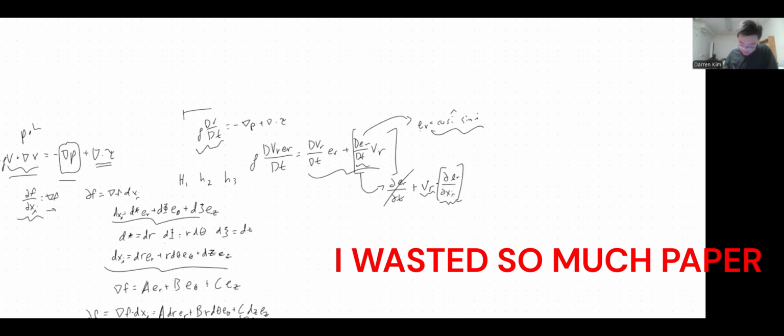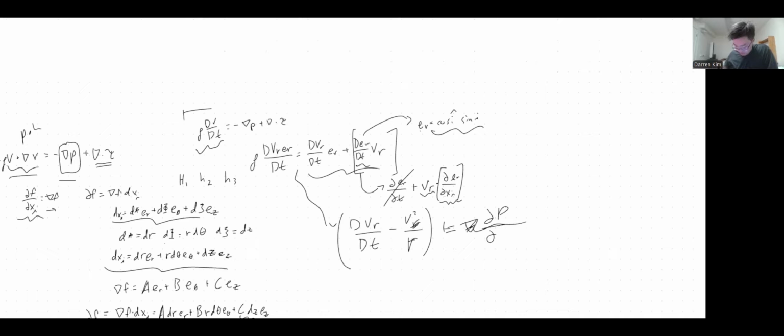You have to have, and this actually turns into dvr dt minus or plus, I don't remember, v data squared or something divided by r plus everything else, which is going to be equal to gradient. So it's going to be delta p over delta. I believe it's going to be the first one, so it's going to be r. Am I correct? Yes, I am, I think.